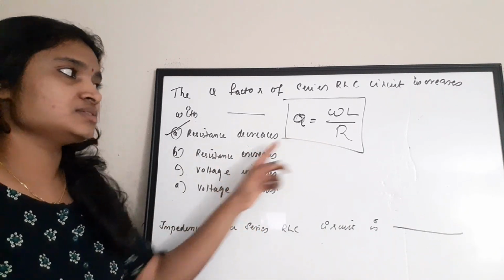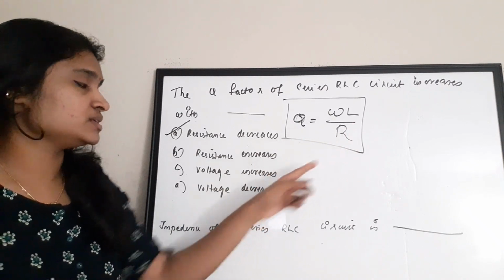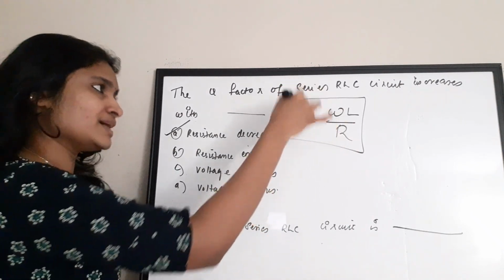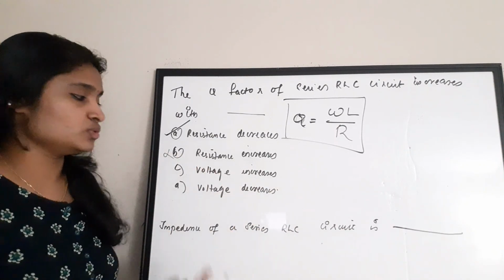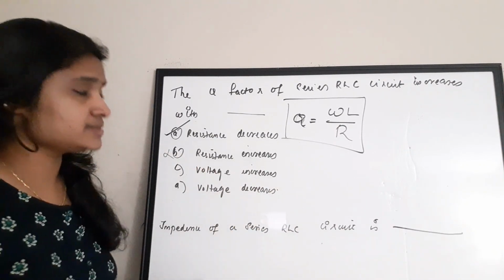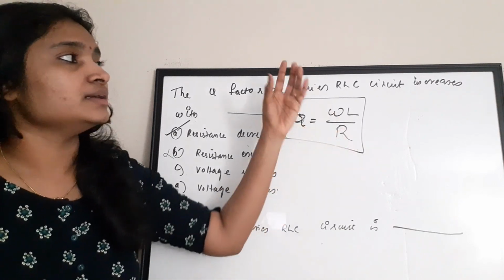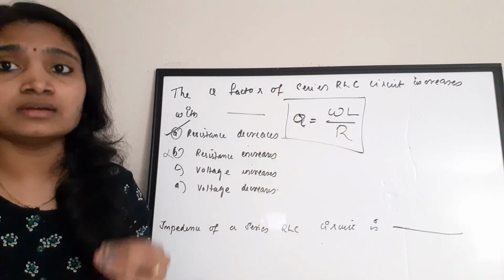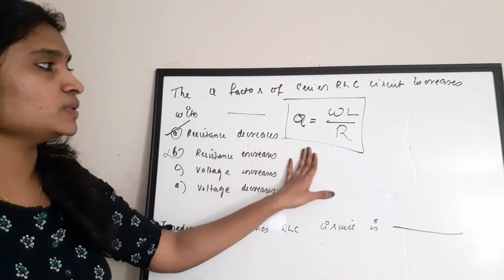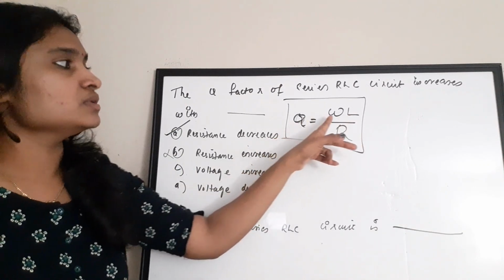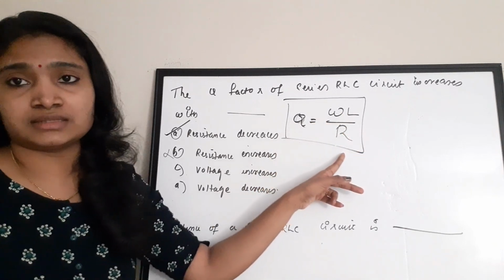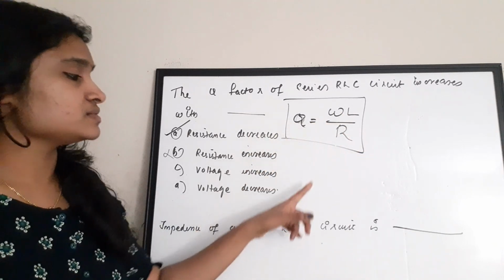Then resistance increases, no, because R is in the denominator. So if R increases, Q has to decrease. So this is not the correct answer. Voltage increases, no. Voltage decreases, no. So the correct answer is when the resistance decreases, quality factor increases. Okay, so this is the equation for finding the quality factor in terms of L and R. Q is equal to omega L by R is the quality factor of a series RLC circuit.